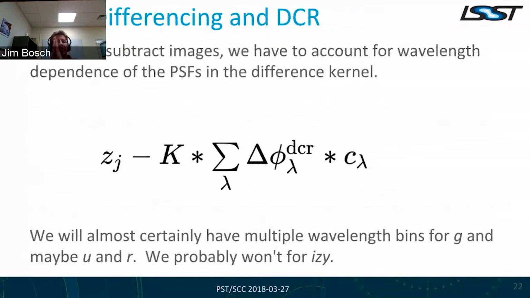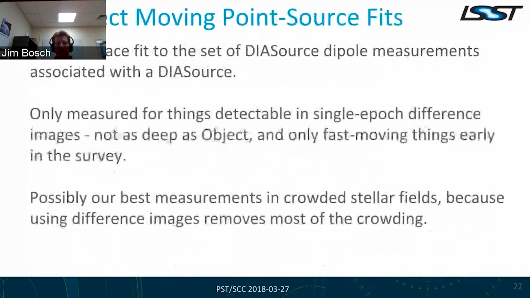All right, so I mentioned image differencing, but I haven't talked yet about how we actually handle these chromatic PSF issues in image differencing. I think it's clear that to cleanly subtract images, you have to account for the wavelength dependence of the PSFs when you construct the difference image kernel between images. The plan we have for this is roughly given by this equation. We have the actual image Z, and we're going to subtract some coadd image C, but we convolve it with the difference kernel first, and that's split up into a few terms.